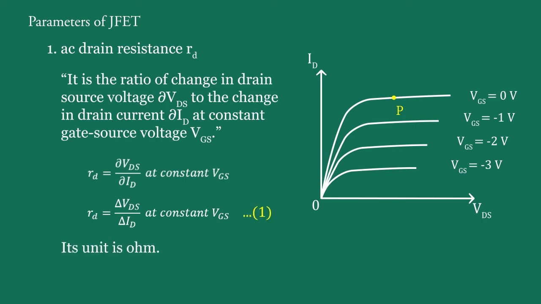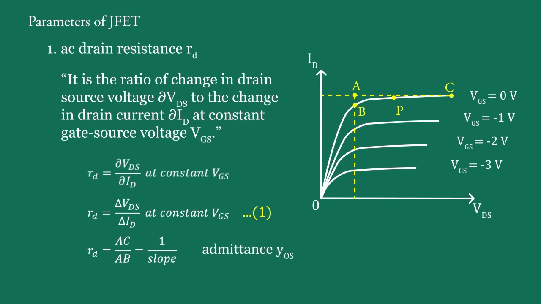Its unit is ohm. In the characteristic curve, AC equal to delta VDS and AB equal to delta ID. Therefore, RD equal to AC upon AB, that is equal to 1 upon slope. The reciprocal of RD is called admittance YOS. Therefore, YOS equal to 1 upon RD. Its unit is mho.